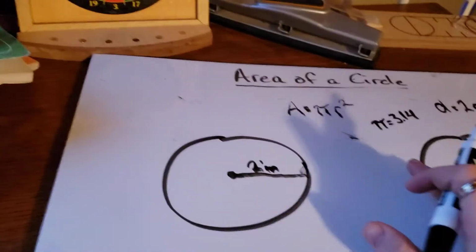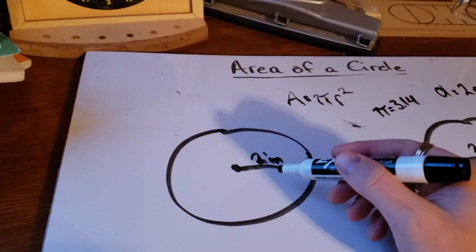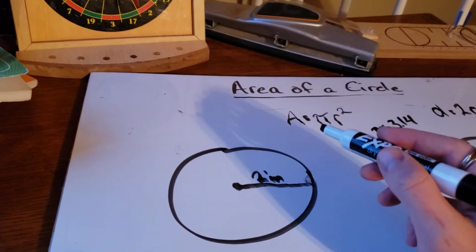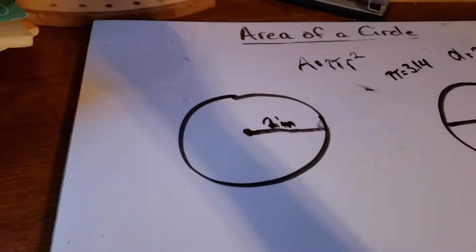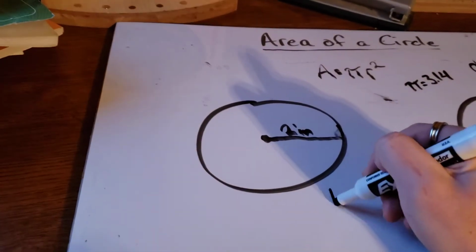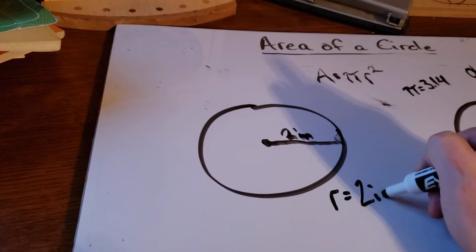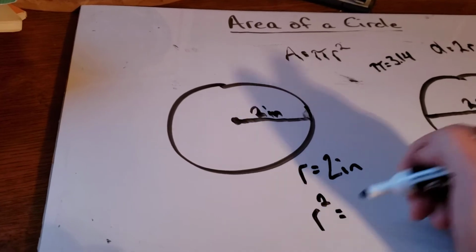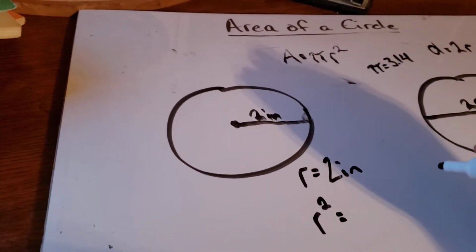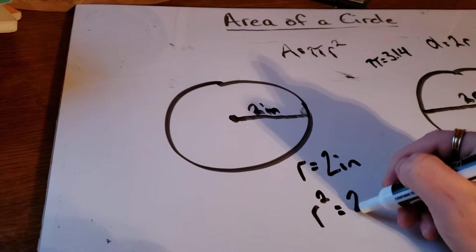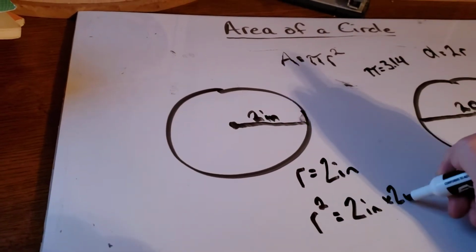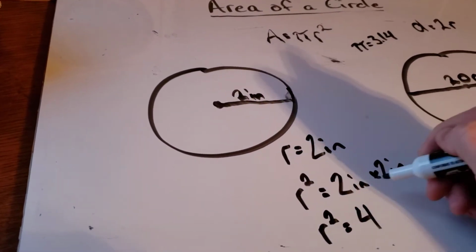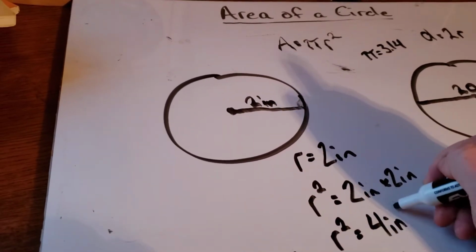So let's look at this first example. Identify, are we given the radius or the diameter? 2 inches is the radius. So what we would do here is we would take our radius, which is 2 inches. Then we need to square it. Radius squared, remember, squared means the number times itself, not times 2. So our radius squared would be 2 inches times 2 inches, which is 4, and inches times inches gives us inches squared.